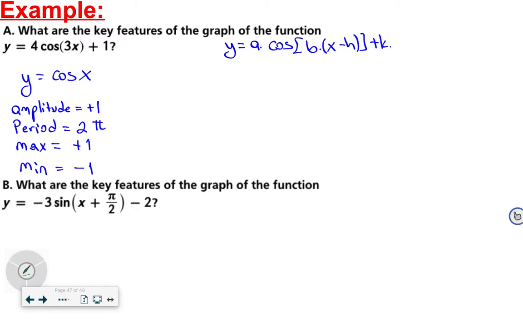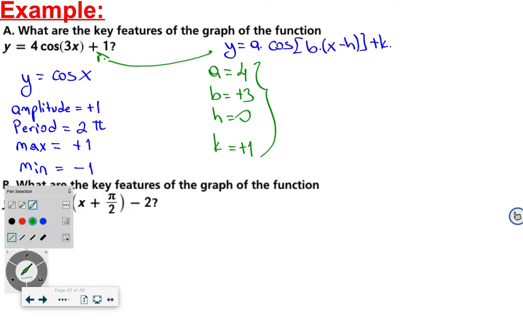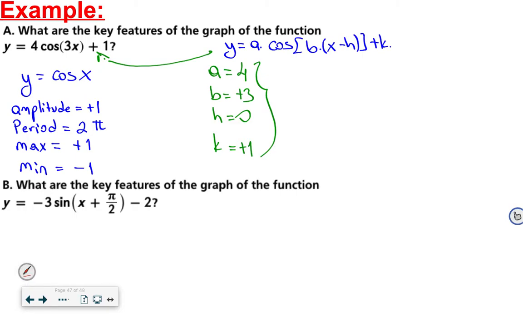Now, please find a. When you compare these two functions, what is a? Positive 4. What is b? Positive 3. And there's no h, which is equal to 0, and k is equal to positive 1. According to this information, the amplitude of the transformed function is going to become positive 4.